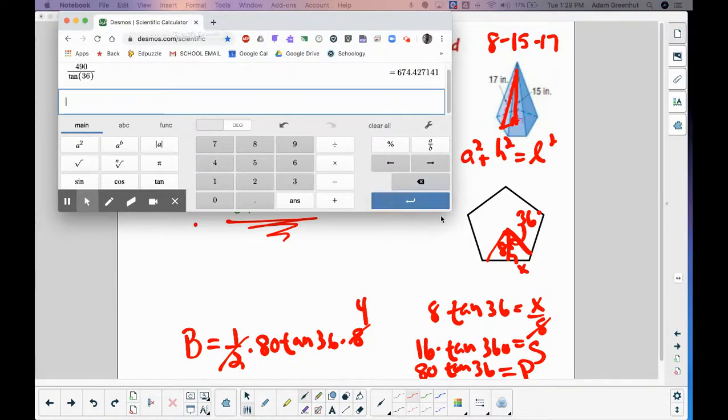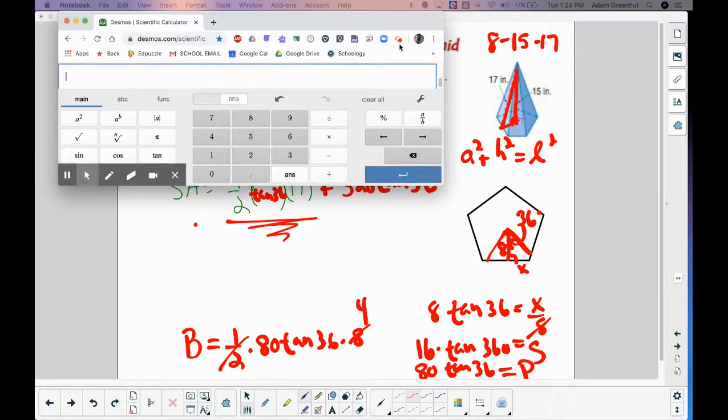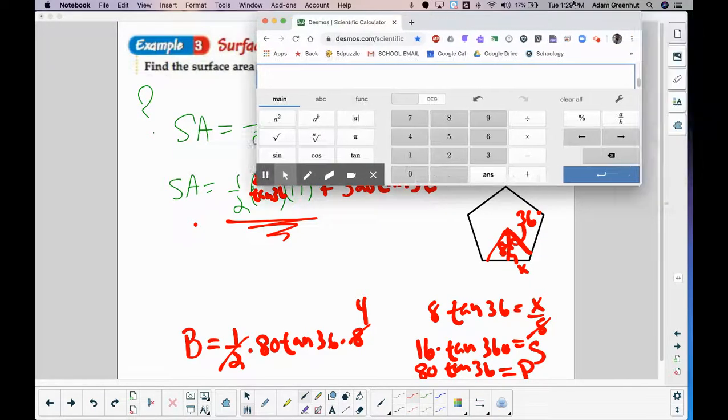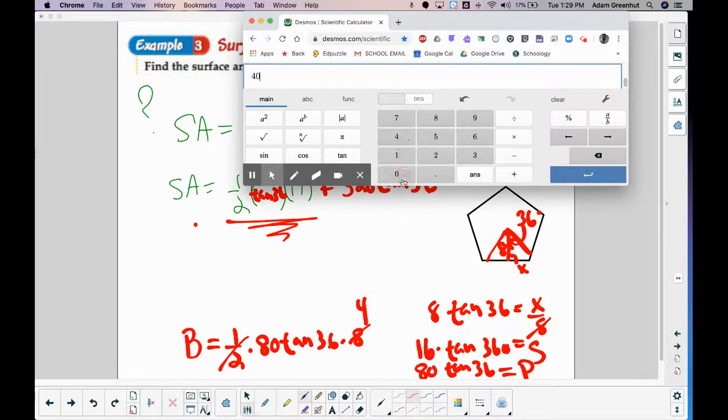So what was I saying? I am going to do the lateral area, which is half of 17 times 80 tan 36. I'm going to do 40 times tan 36, that's half of 80 tan 36. I'm going to multiply that by close parentheses. Where's that close parentheses?